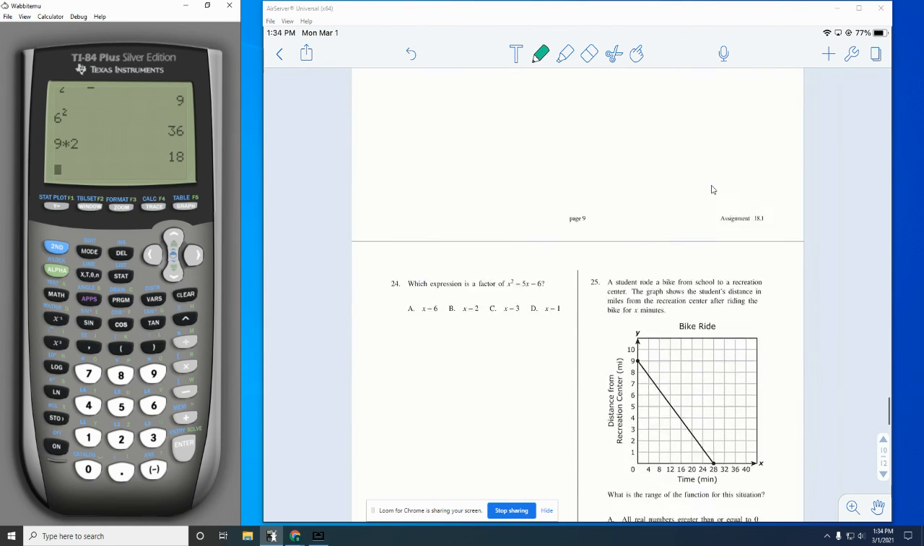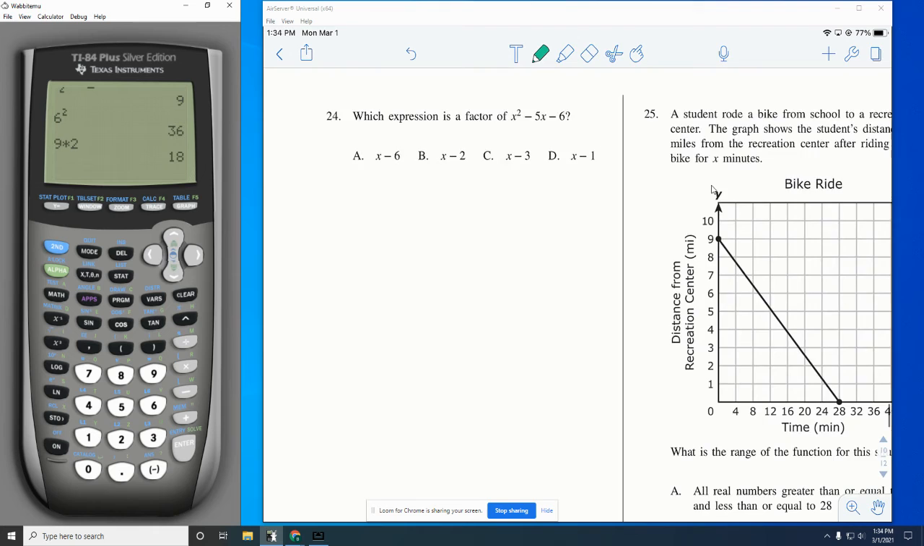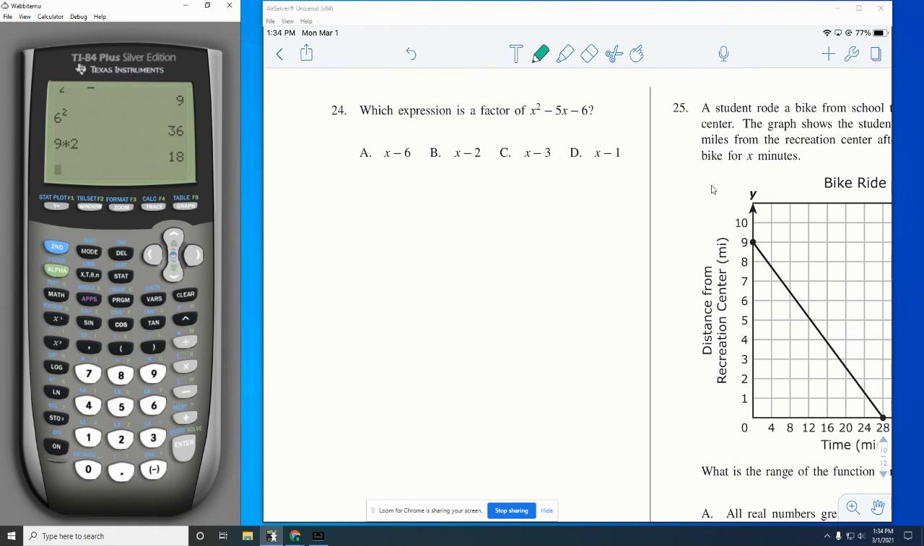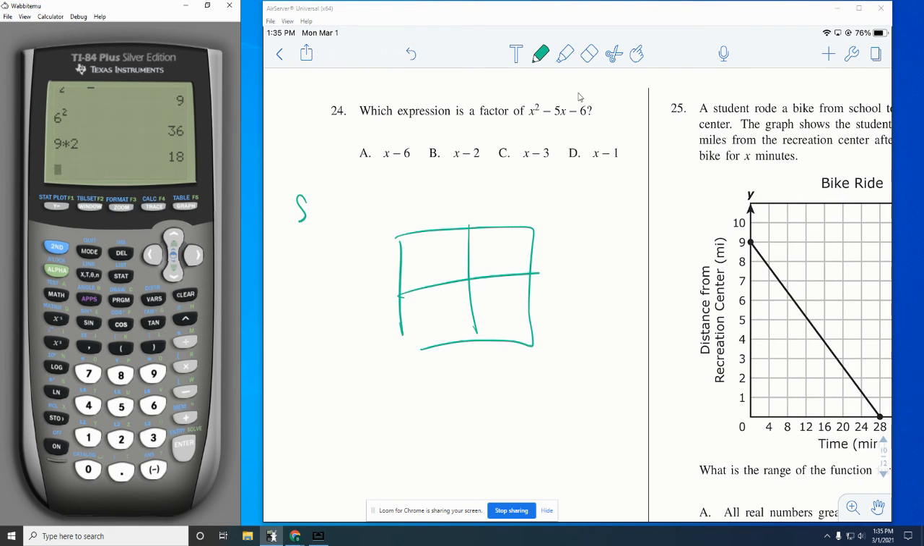And then the last one we're going to look at is 24. They ask, which expression is a factor of x squared minus 5x minus 6? Now, the problem here is you can't work backwards to multiply any of these, so we're going to have to factor this. So when we factor, we can use the box. Sum is in the center. Product is the 2 outside.